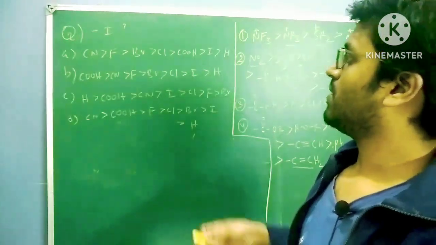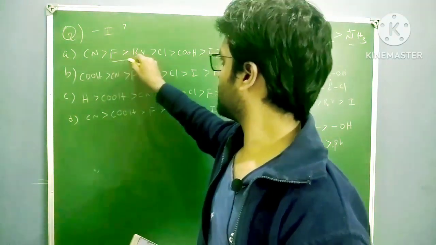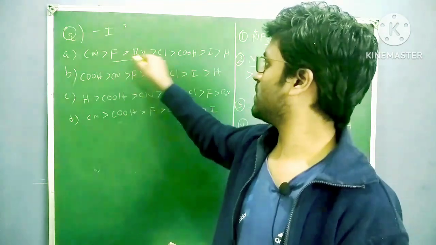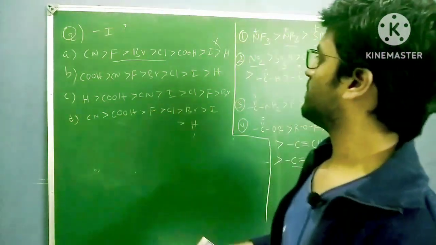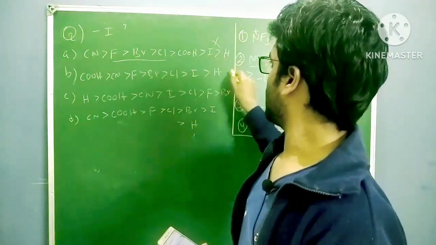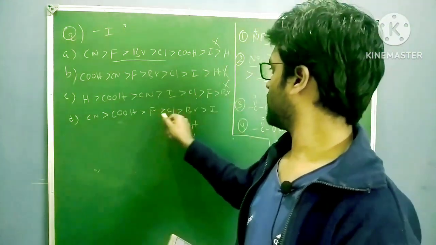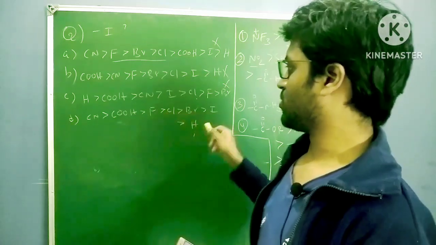First of all, we are looking at these halogens. The halogen order in minus I is fluorine, chlorine, bromine, iodine, but here it is fluorine, bromine. So this is not the correct option. Here fluorine, bromine, not the correct option. Here iodine, chlorine, not the correct option. Here see fluorine, chlorine, bromine, iodine. So this is the correct option.